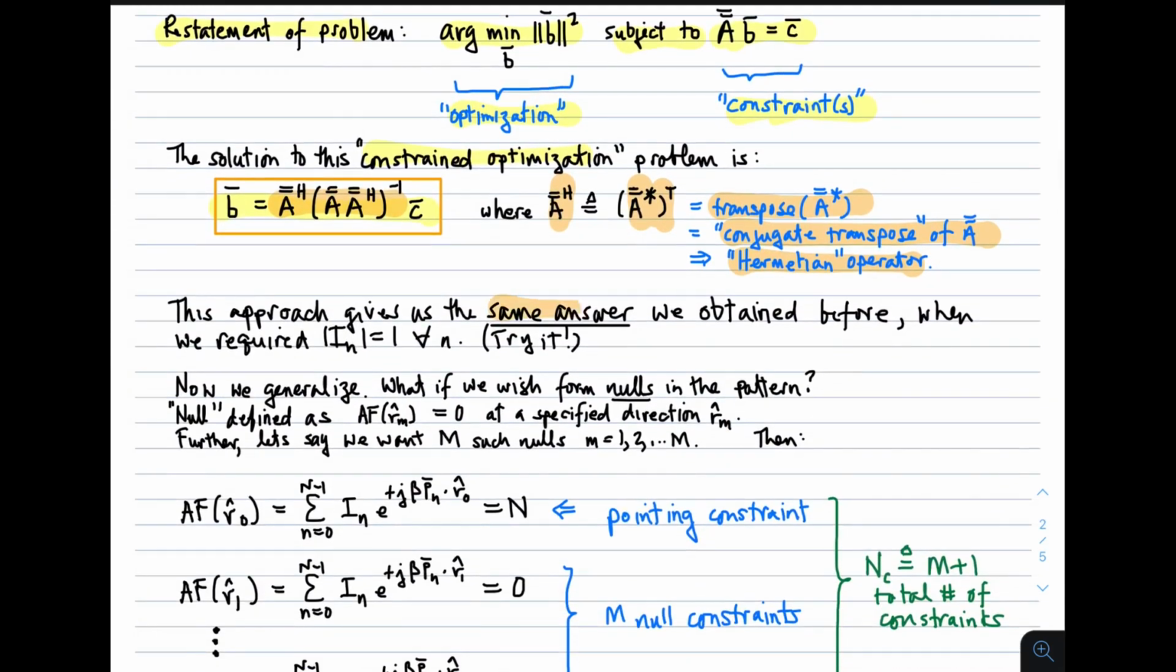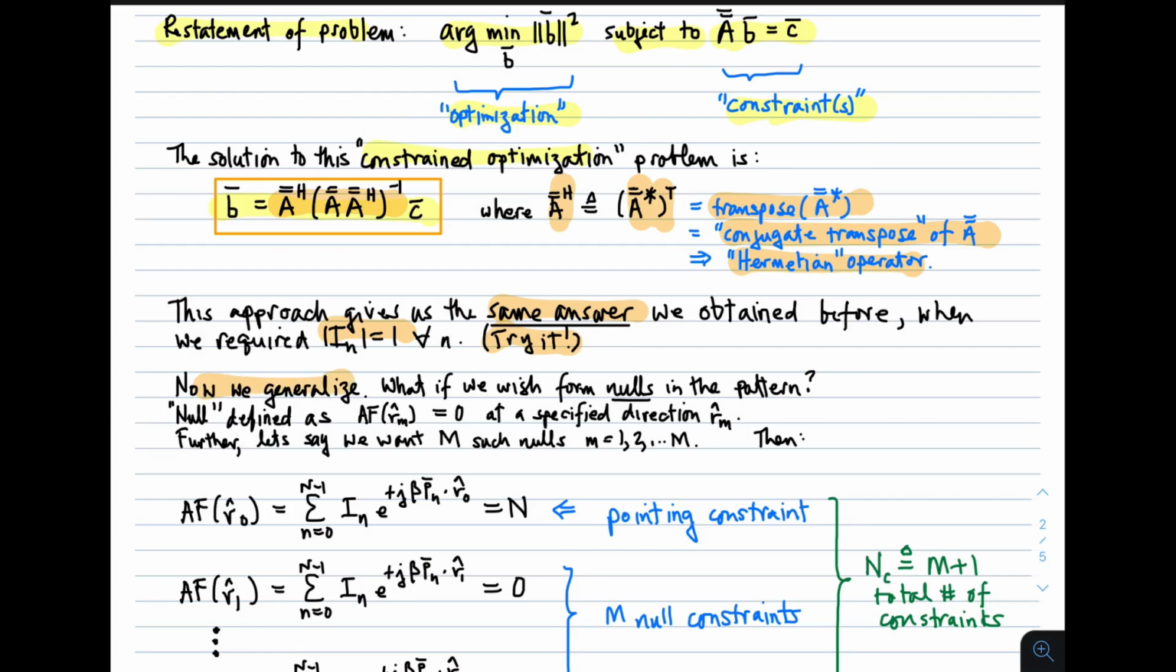So this approach will give us the same answer we obtained above when we required that the magnitudes be 1, which is pretty remarkable when you think about it, because it seems like we're asking different questions here and getting the same result. But it works, and I encourage you to try it both ways, just to see how that actually plays out. But first, let's generalize.